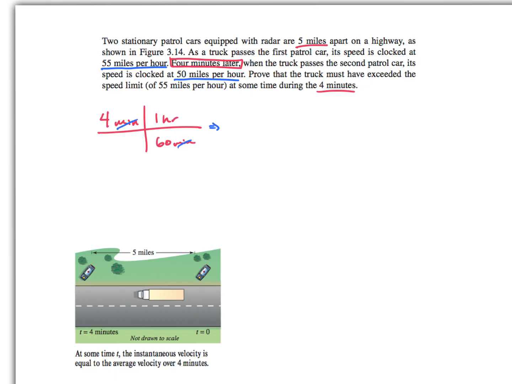And so what does 4 minutes actually convert to in hours? 4 over 60, which simplifies to 1 over 15 hours. So instead of 4 minutes, it's going to be 1/15 hours, so my units match up. And now we're going to find average velocity: S of 1/15 minus S of 0 over 1/15 minus 0.